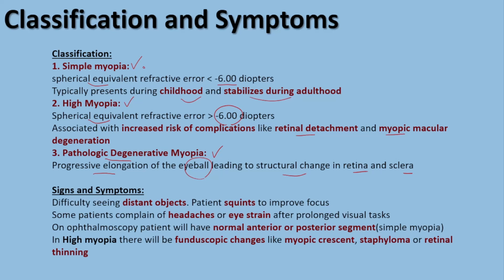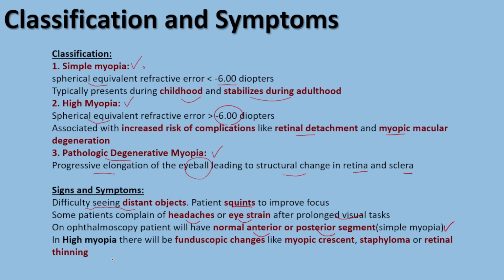So signs and symptoms are quite clear. Patient will have difficulty seeing distant objects, and usually patients squint in order to improve the focus point. Also, the patient may complain of headache and eye strain, and this is usually after prolonged visual tasks. On ophthalmoscopy, the patient will have normal anterior and posterior segment, and this is usually happening in case of simple myopia.